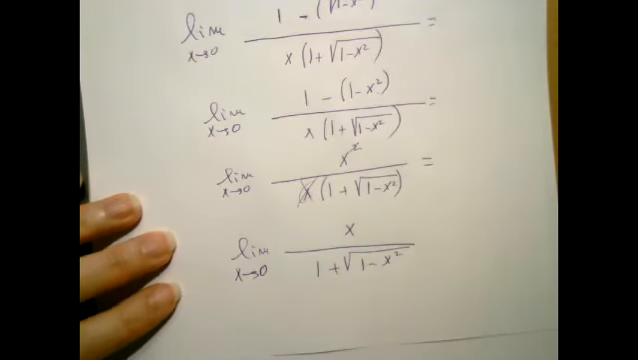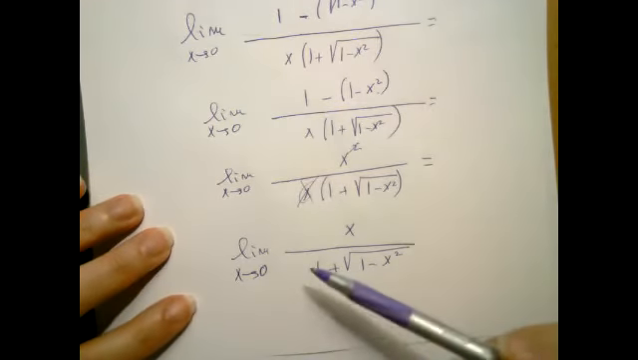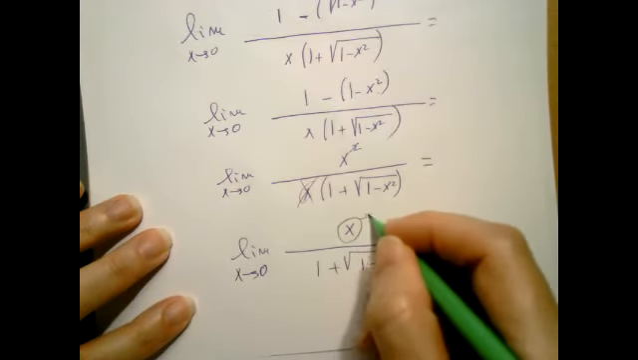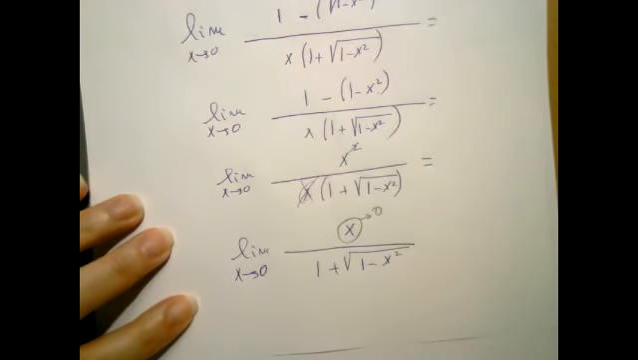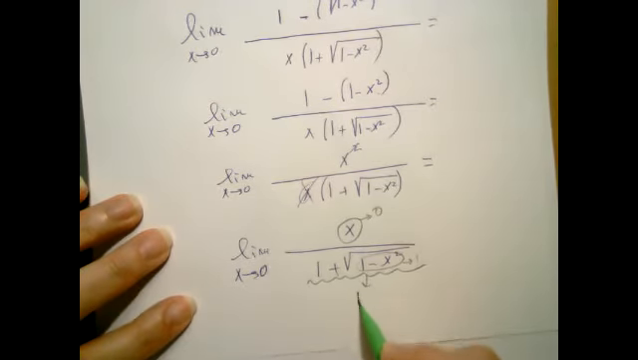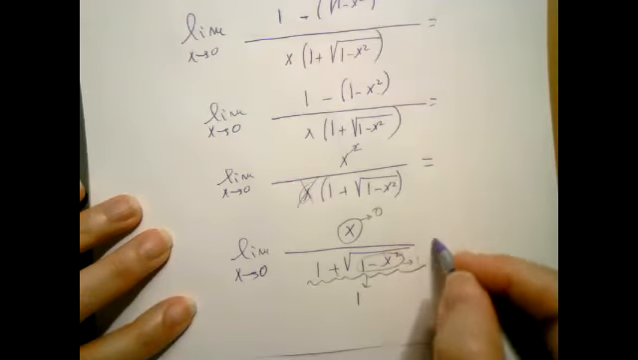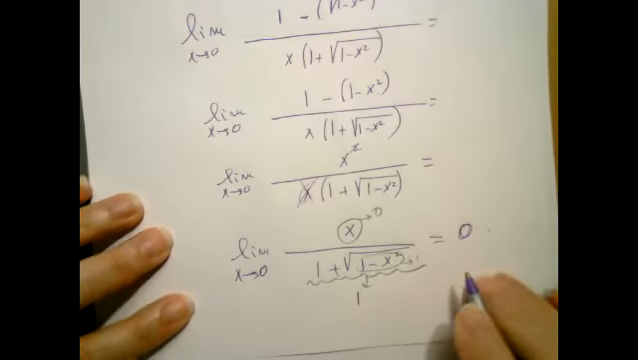How can I analyze? I did analyze what's happening when x goes to 0. This goes to 0, but that's not enough. I want to guarantee the denominator doesn't blow up in my face. If the denominator goes to 0, I still have an issue. But it doesn't, because when x goes to 0, this term here is close to 1. My whole denominator is close to 1. I'll have 0 over 1. It means this is equal to 0.